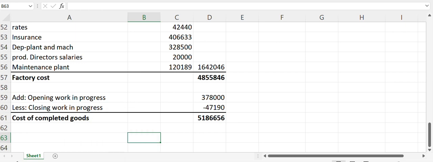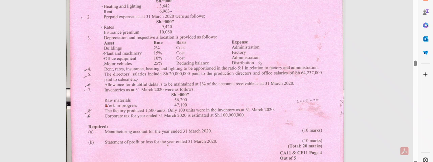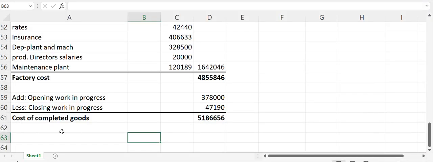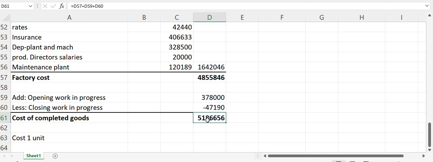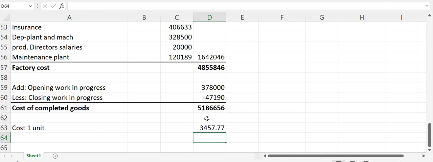So there was additional information number 8, that the factory produced 1,500 units. So this is the cost of the 1,500 units. To get the cost of 1 unit, you simply divide that by 1,500. So this is the cost for 1 unit.